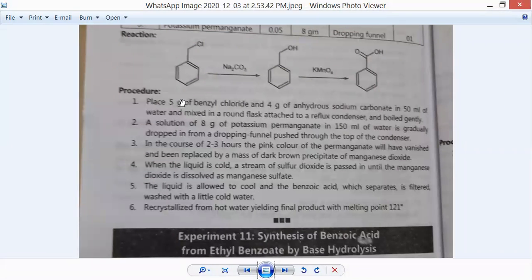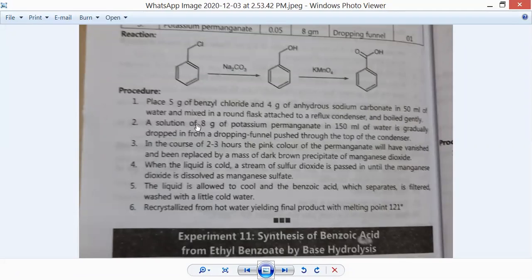For that we are going to take 5 gram of benzoyl chloride, to which we are going to add 4 gram of anhydrous sodium carbonate, and this we add first in 50 ml of water. This mixture we are going to put in a round bottom flask which is attached to a reflux condenser, and we are going to heat or boil this reaction mixture gently with the help of heat.